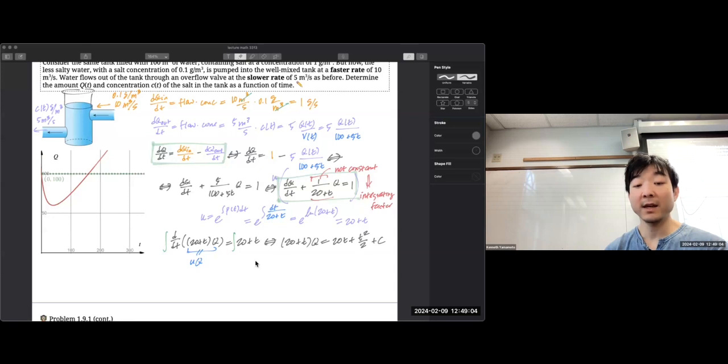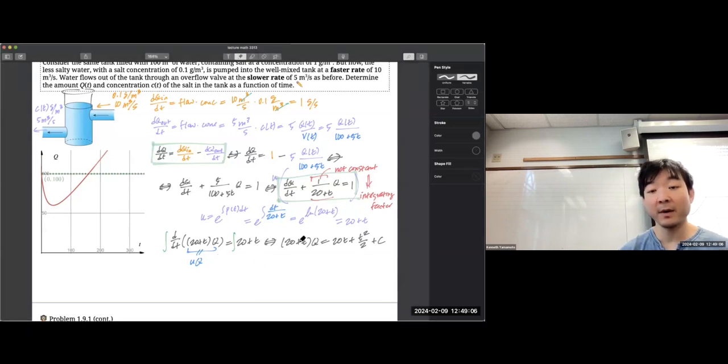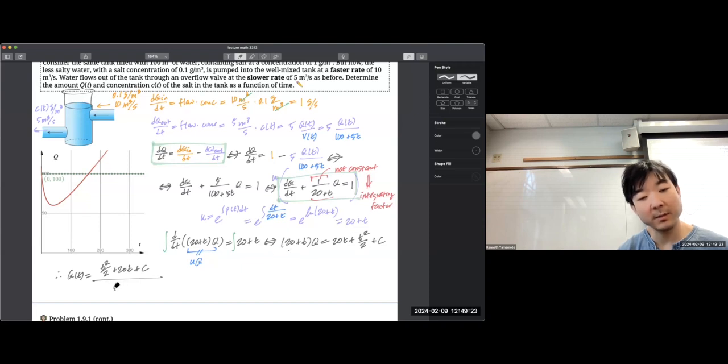And then you can just take this and divide everything by the 20 plus t. So you get, therefore, your q of t is equal to, I'll just write this in the order, t squared over 2 plus 20t plus c, all divided by t plus 20. This is the q, so this is just saying what's the amount as a function of time in grams.